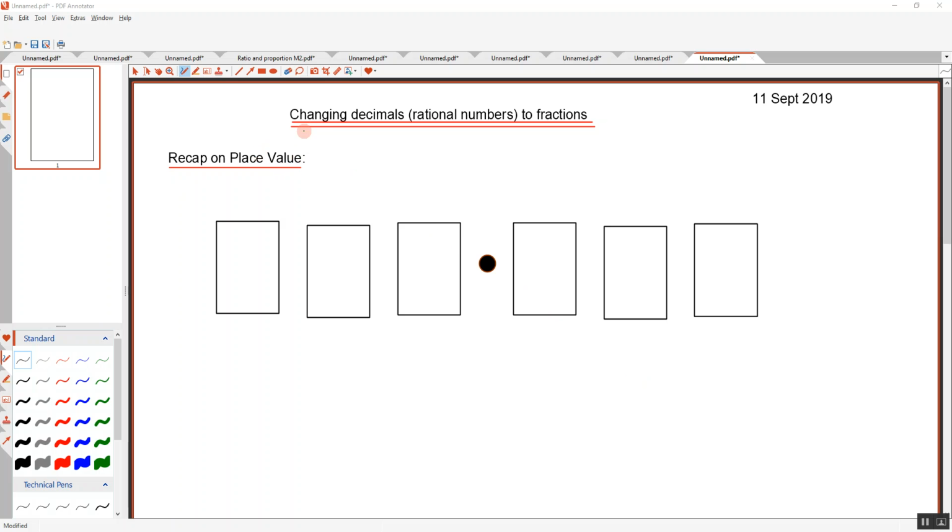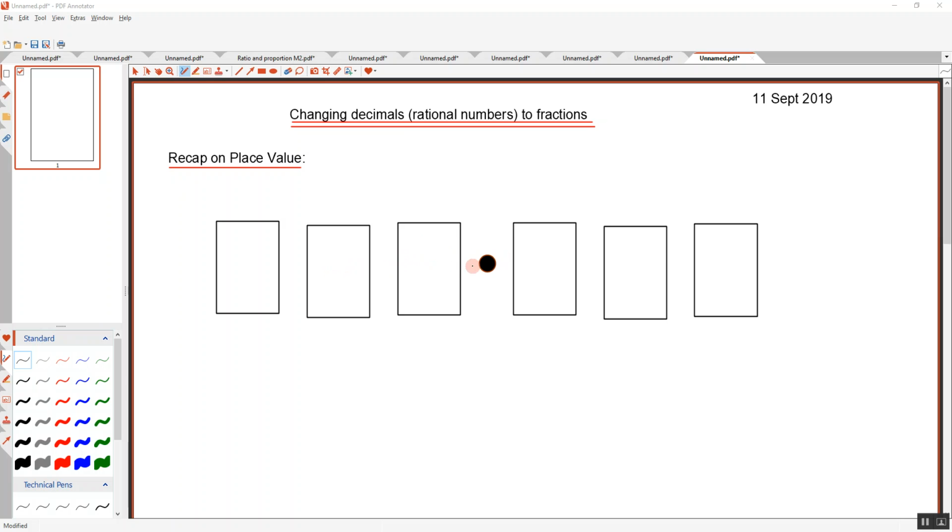So we're going to do changing decimals. Remember, decimals which repeat, or decimals which just stop or terminate, like 0.25. We can write these as fractions, which makes them rational numbers. We need to do a little bit of a recap on place value.